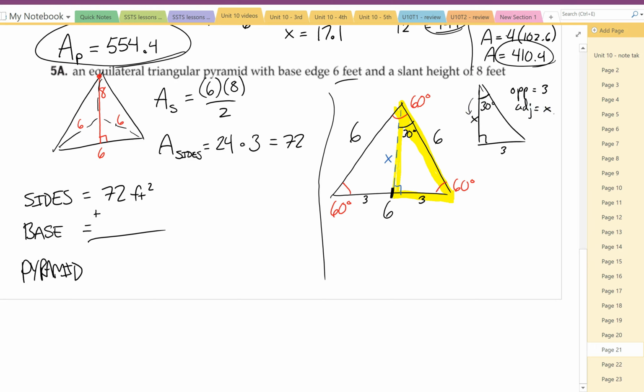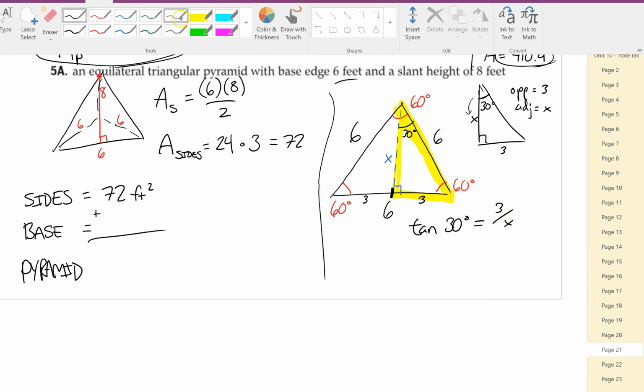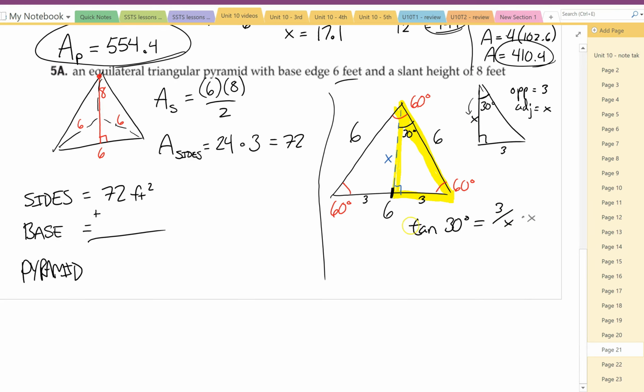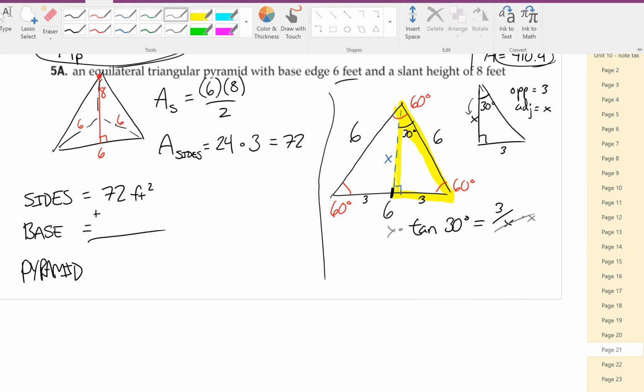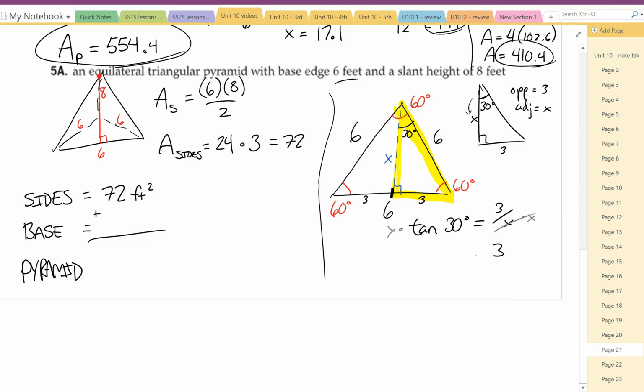When I have an opposite and an adjacent, I have a tangent. So the formula I'm going to use: tangent of my 30 degree angle is equal to the opposite over the adjacent. So then what I do next is I'm going to multiply by x on both sides. Those two cancel out. What that means is that on the right side all I have left is the 3. On the right side I have x times the tangent of 30.